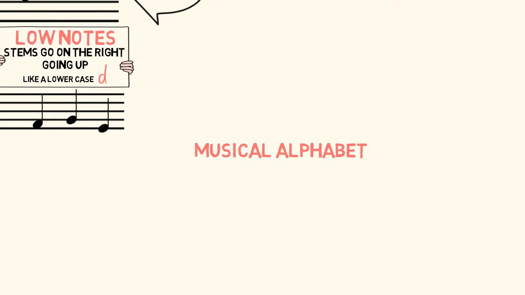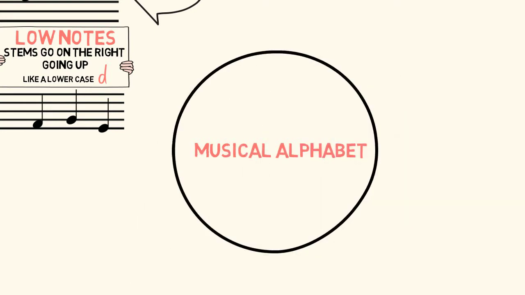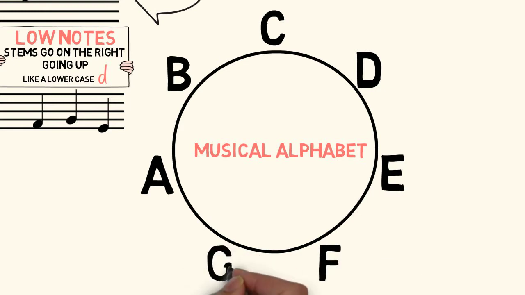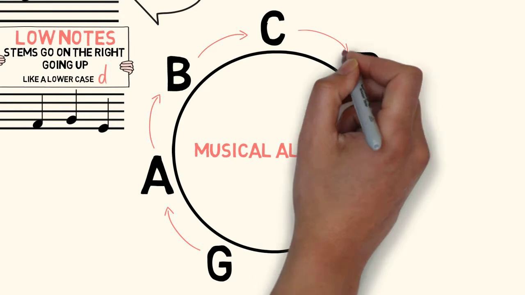The musical alphabet is made up of 7 letters: A, B, C, D, E, F and G. Once you get to G, the next note up is an A and it repeats over and over.